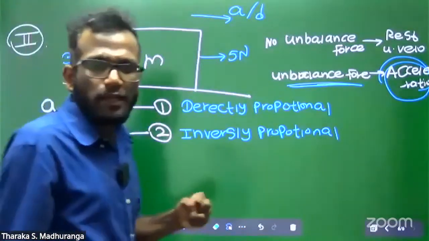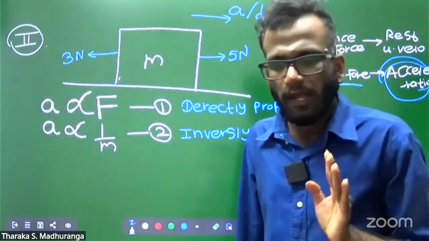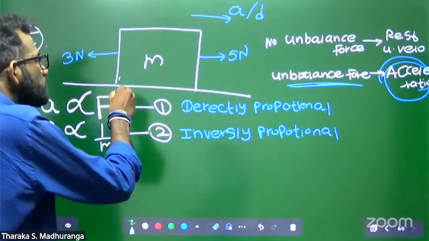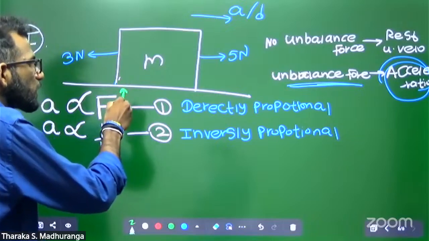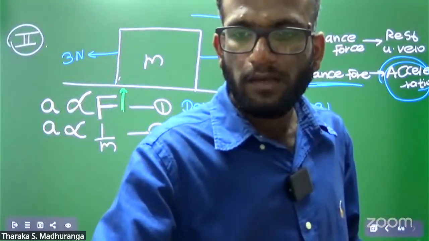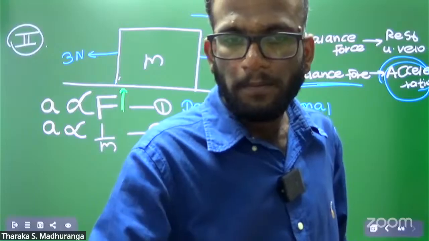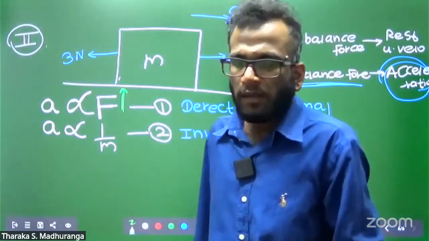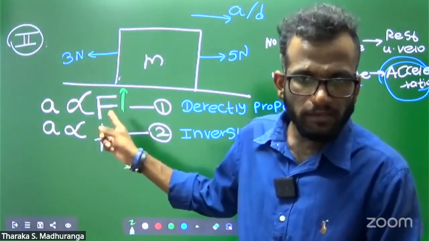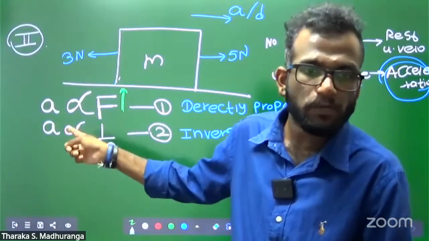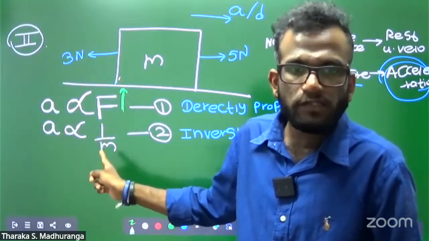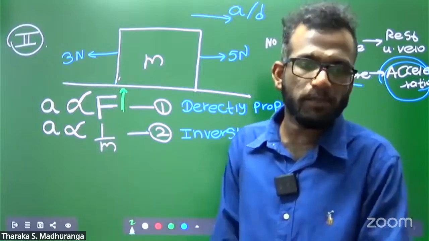Directly proportional means when you increase the external unbalanced force, the acceleration also increases. This is the proportional mark. With F, the external unbalanced force, it is directly proportional. That's why A is proportional to F. But inversely proportional means A is proportional to 1 over the mass. That's the meaning of inversely proportional.